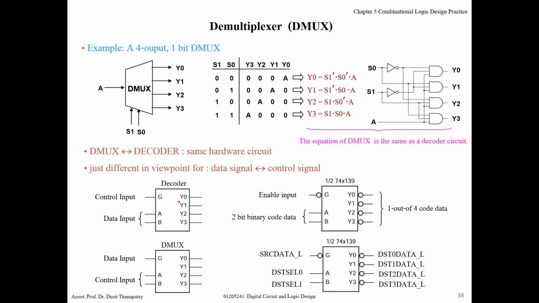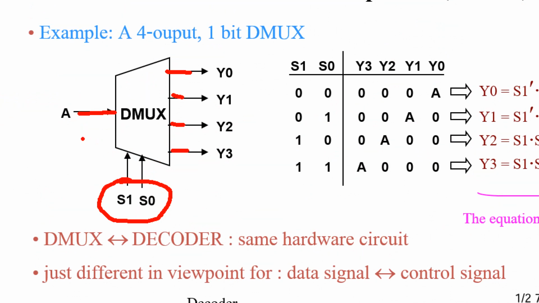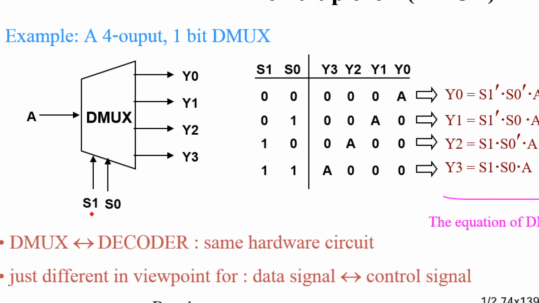So for example, for this one, there is one input and four outputs. You need to use 2 bits of selector signal to select whether data A goes to output Y0, Y1, Y2 or Y3. For example, if you set the value of S1 S0 equal to 00, the data will go to Y0. If S1 S0 is 01, data A will go to Y1. If it is 10, or 2 in decimal, data A will go to Y2. And if it is 11, or 3 in decimal, data A will go to Y3.